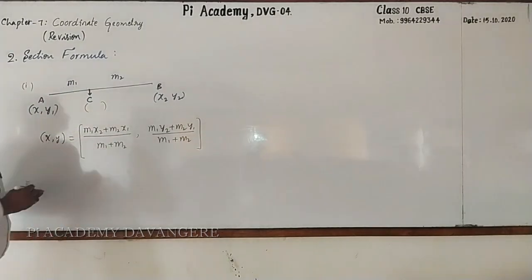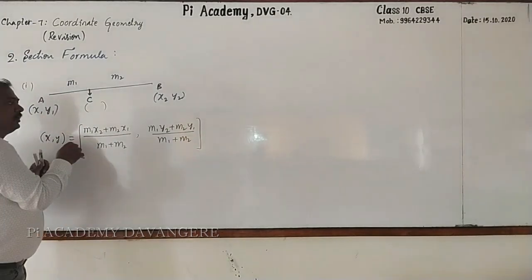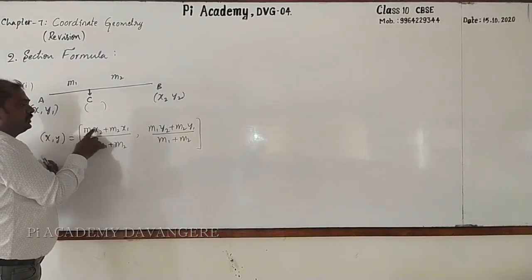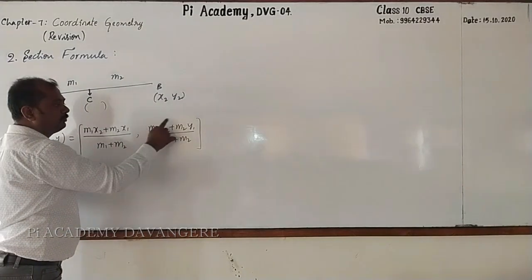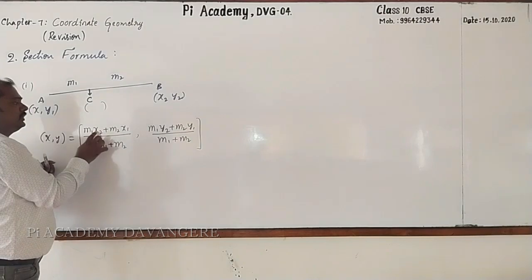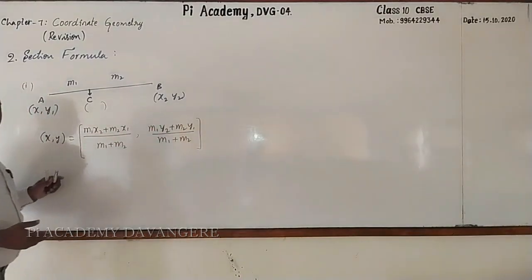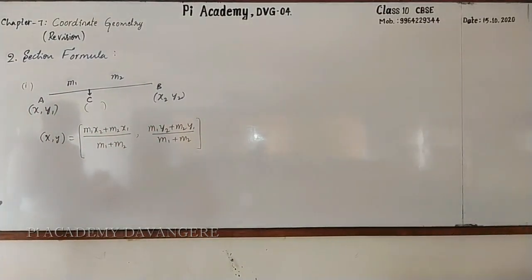It is very easy to remember as well. You can write like this. First m1 plus m2 by m1 plus m2, m1 plus m2 by m1 plus m2. Then here x2 x1, y2 y1. Is it not simple? Yes.